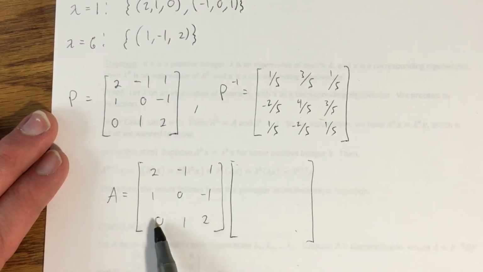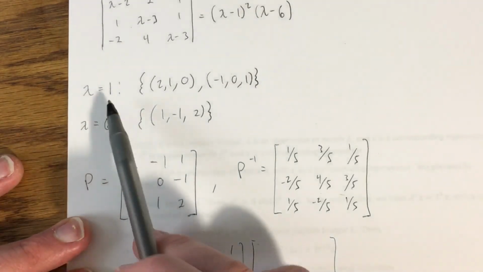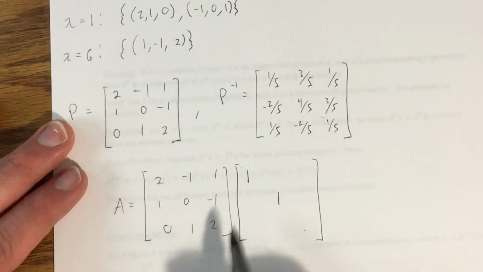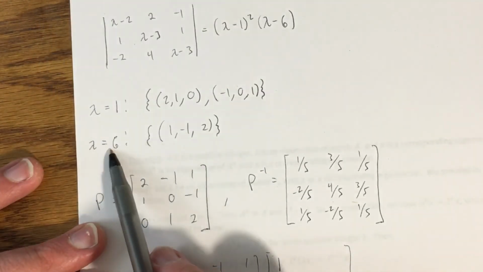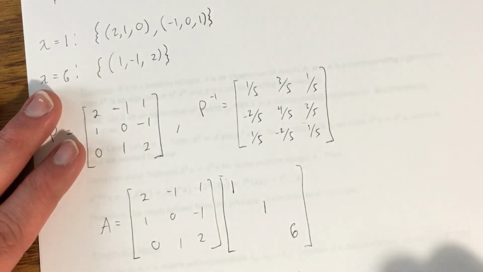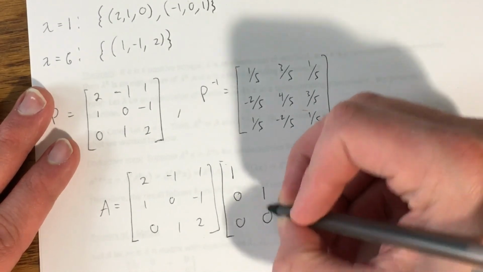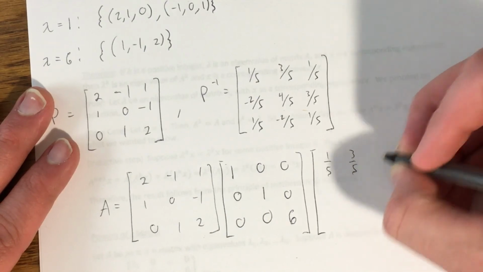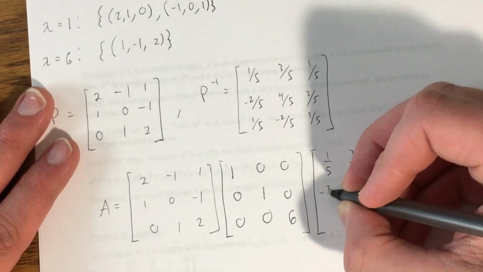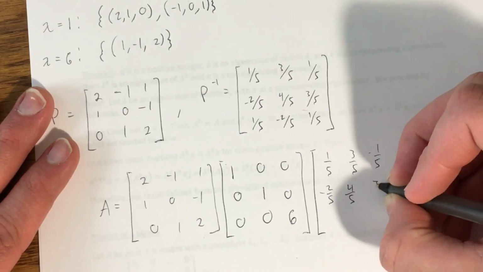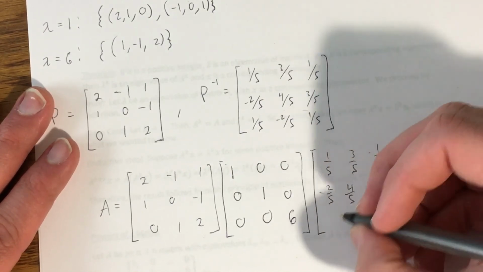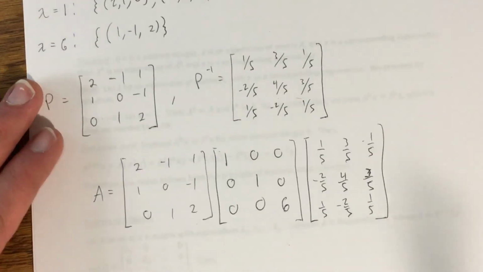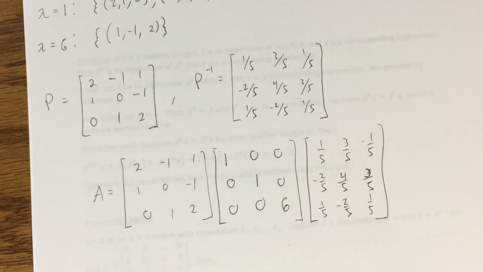So columns 1 and 2 corresponded to the eigenvalue 1. That means my first and second diagonal entries should be a 1. This third eigenvector corresponded to the eigenvalue 6, so that's going to be my third diagonal entry. Zeros everywhere else because it's a diagonal matrix. And then my inverse will show up over here: 1/5, 3/5, 1/5, negative 2/5, 4/5, 3/5, 1/5, negative 2/5, 1/5. That'll do it. We'll take this concept a little bit further in the next video.